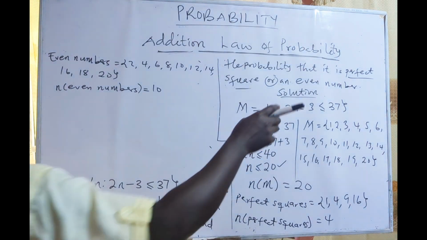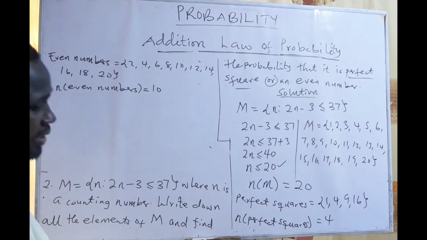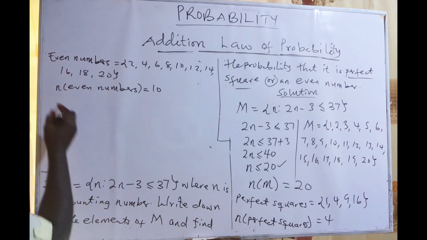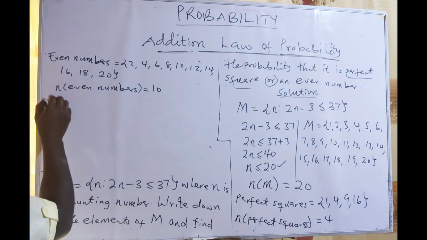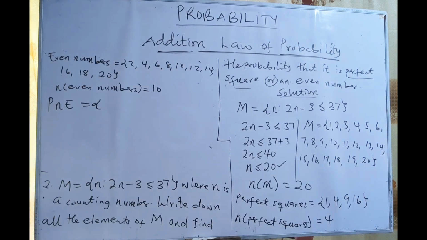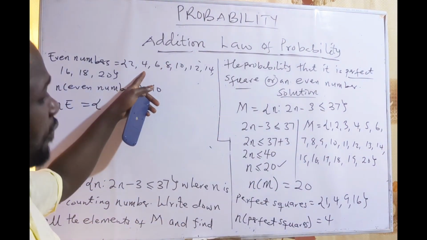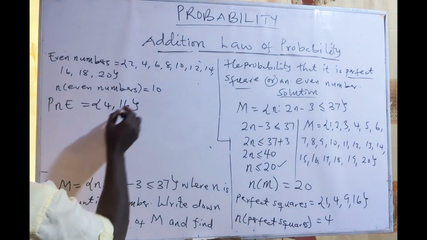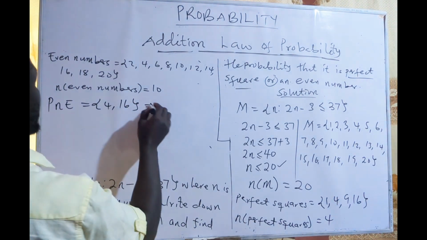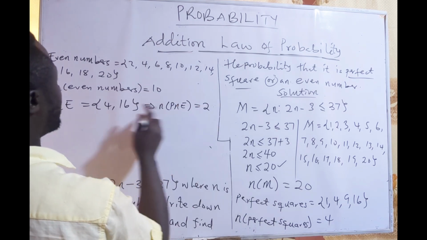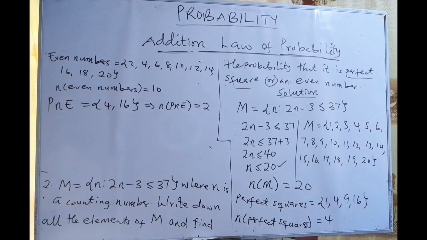So we are finding the probability of perfect square or even. That is the probability of perfect plus the probability of even minus the probability of perfect intersection even. Let's see if there is an intersection of the two sets. We have 4 here, and then 16. So 4 and 16, which means the number in the intersection is 2. So only 2.